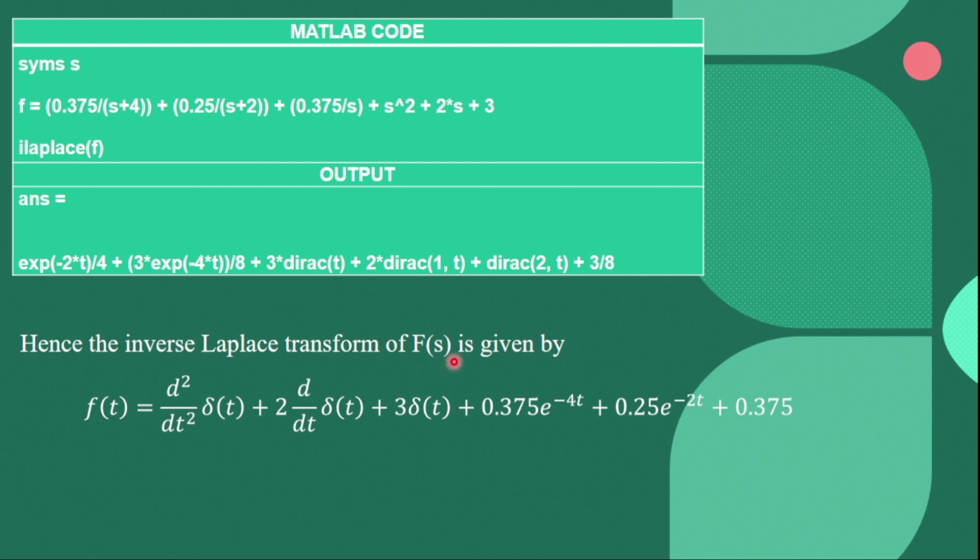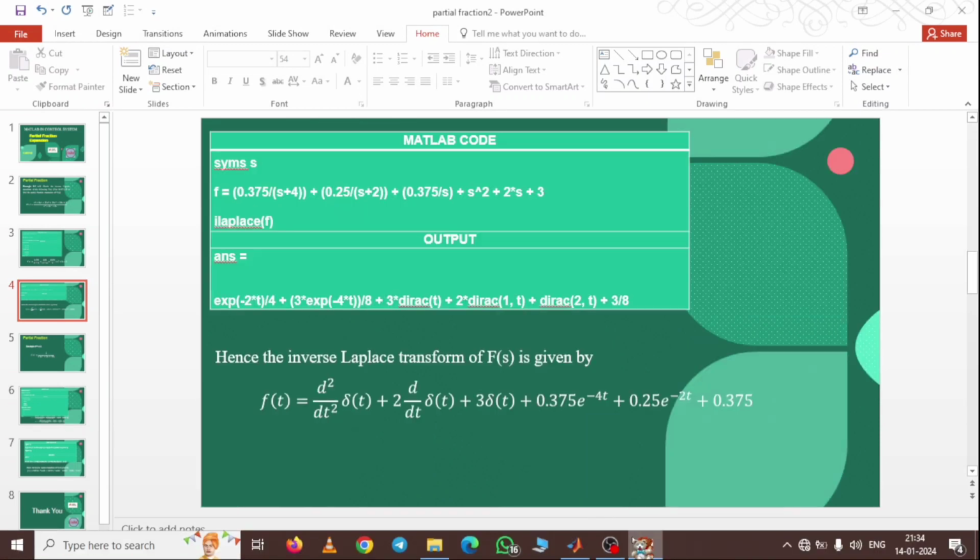Okay, so without doing partial fraction you can directly get the inverse Laplace transform by using ilaplace, but here initially we are doing partial fraction, then we convert it to the inverse Laplace. Okay, so I am going to MATLAB.